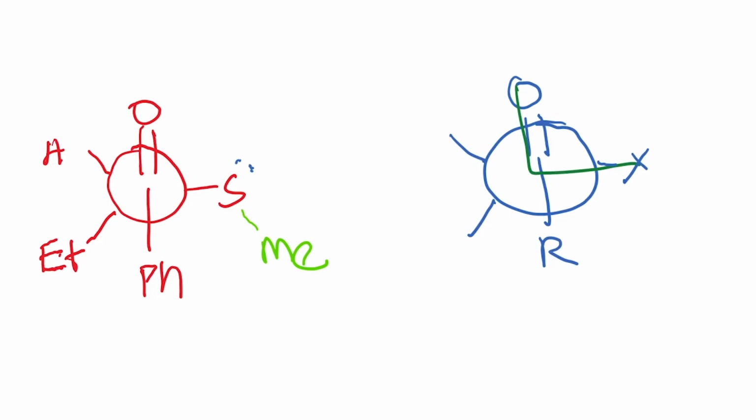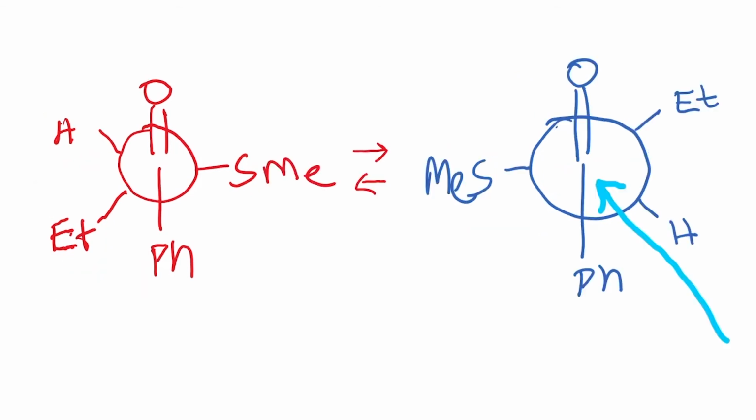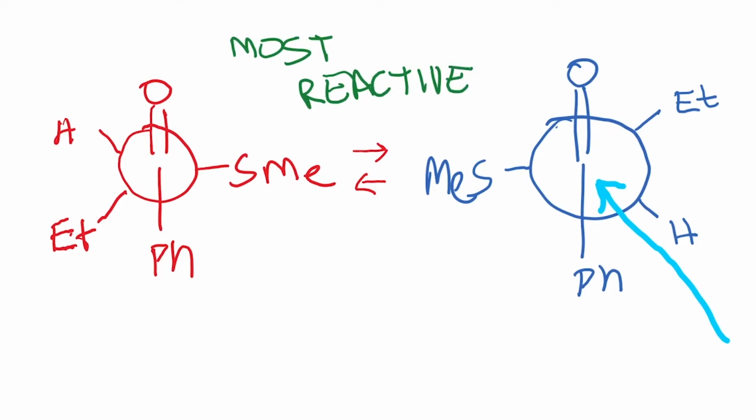Based on this, we can draw out a conformation like this, where this hydrogen is here, this ethyl is here, and the phenyl group is here. I would urge all of you to go back and draw this out by yourselves. When I do a rotation across this carbon-carbon bond, I have these two conformations, and this model tells us that these are the most reactive conformations.